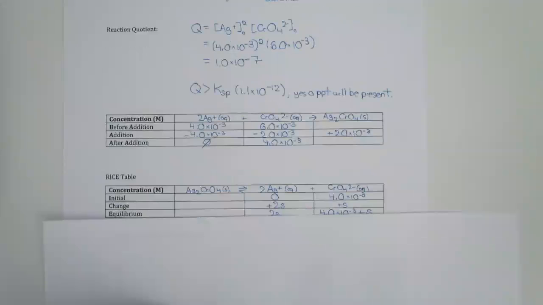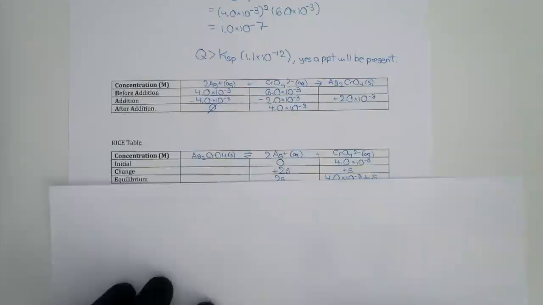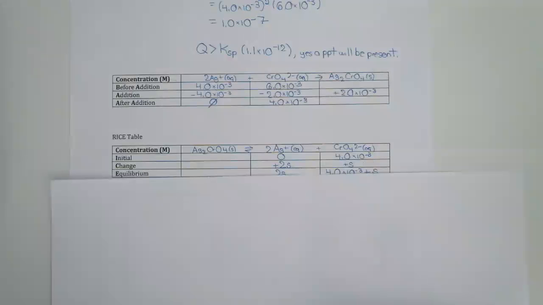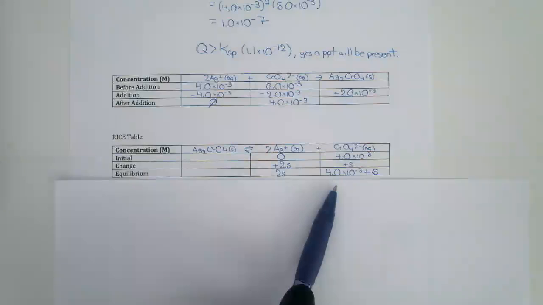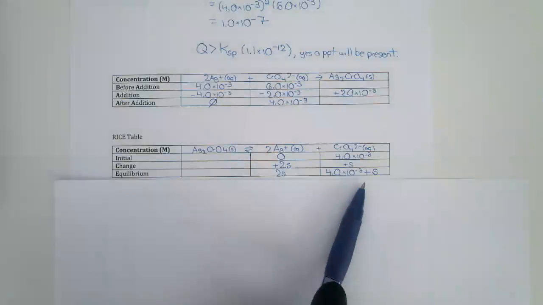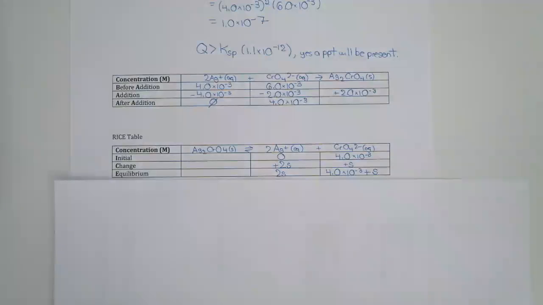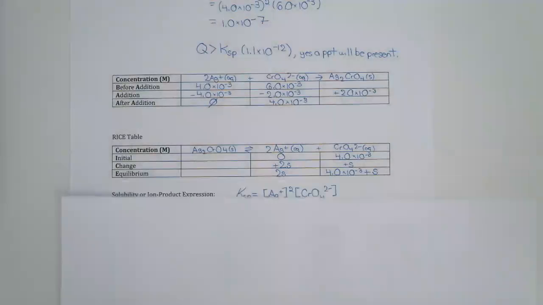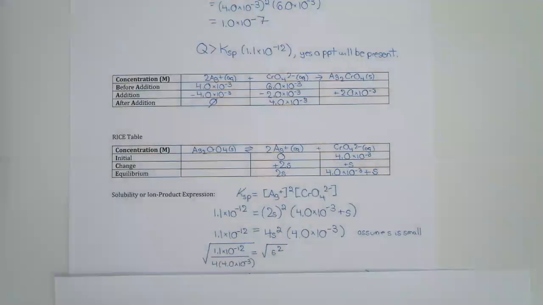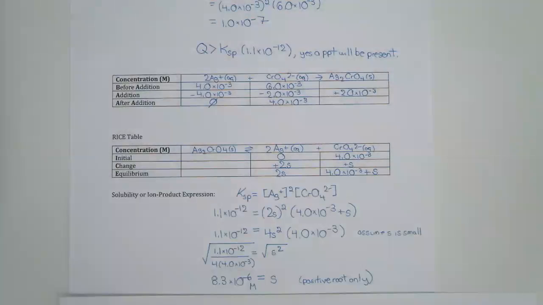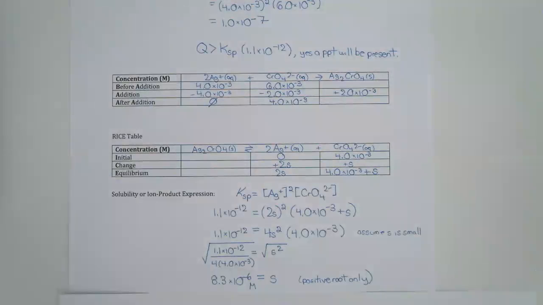and determine the final equilibrium concentration of all species, which are 2s for the silver ion and 4.0 times 10 to the minus 3 plus s for chromate ion. Using the Ksp value, solve for the molar solubility by plugging in these concentrations, stating all assumptions were valid, and after squaring both sides, the molar solubility is 8.3 times 10 to the minus 6 molar.